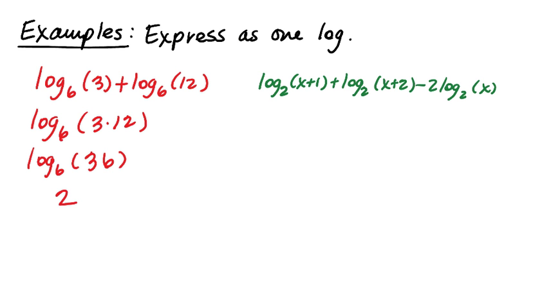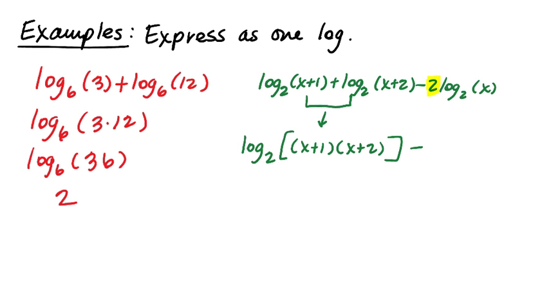Not all of them are going to work like this. Like even this next one here. Maybe I'll do 2 at a time, to start with the first 2. Well, I've got 2 logs added together, so I can multiply their arguments. So x plus 1 times x plus 2. And then maybe I'll use the power property in reverse to kick that up as an exponent. Minus the log with base 2 of x squared.